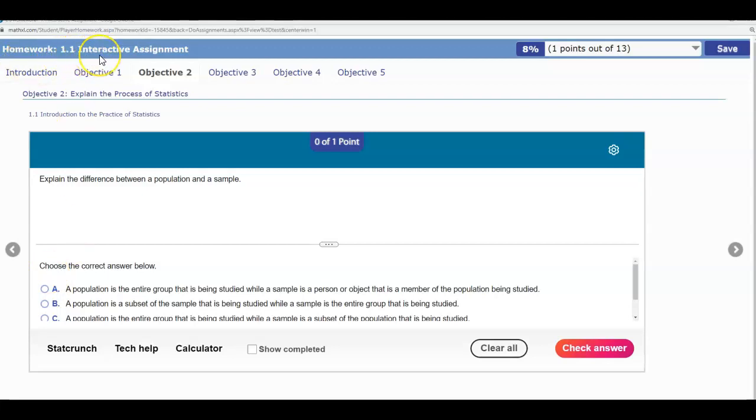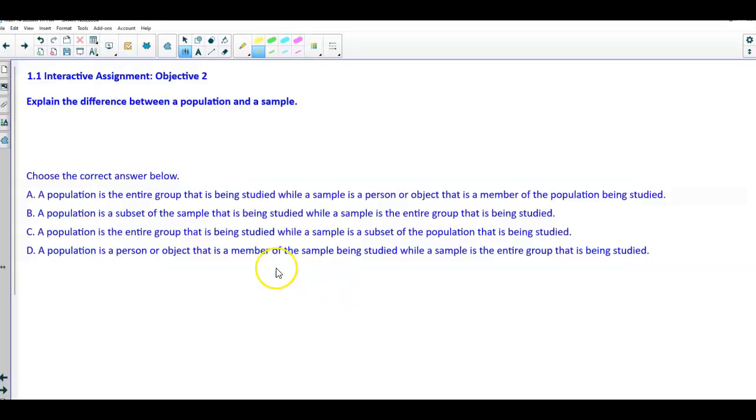Homework 1.1 interactive assignment. This is objective 2. We want to be able to explain the difference between population and a sample. So you want to make sure you have your guided notes available as you move through this question. Now keep in mind here, what is a population, what is a sample?